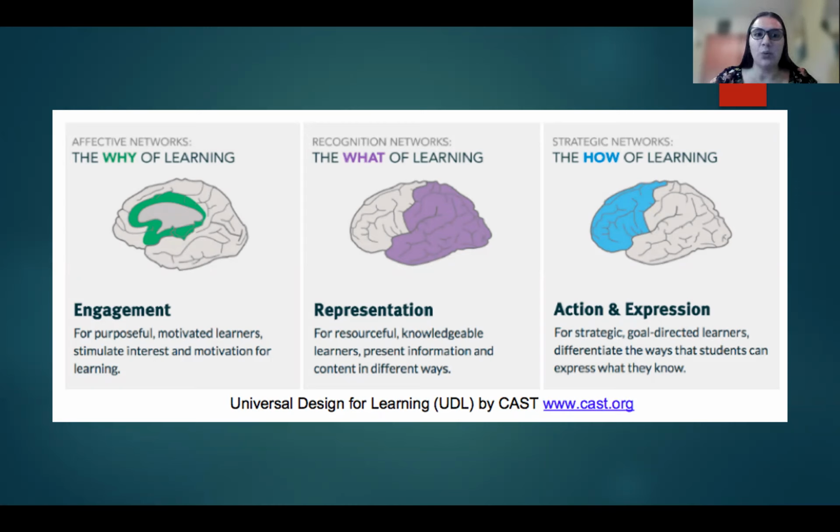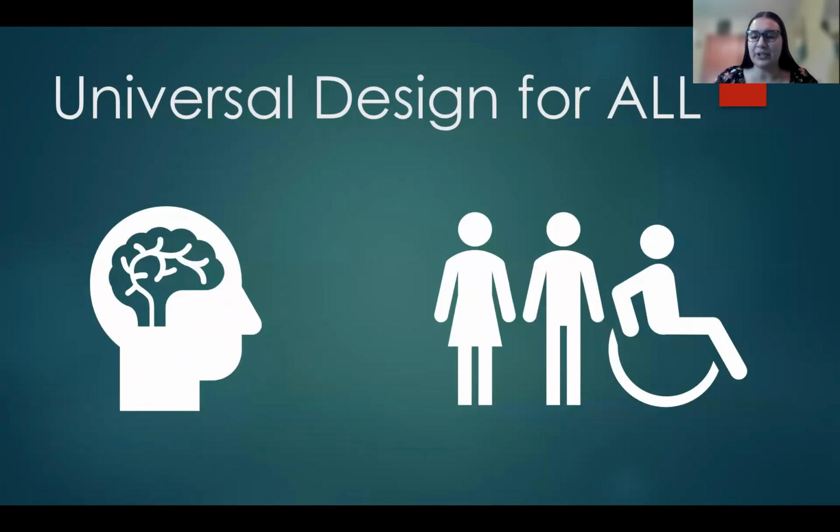So engagement is the why of learning. This is how students are motivated or interested or excited about participating. Representation is the what. This is the content knowledge, the subject matter that we are teaching. And expression is the how. This is how students are going to reproduce that information and represent their own learning for us as faculty or instructors.